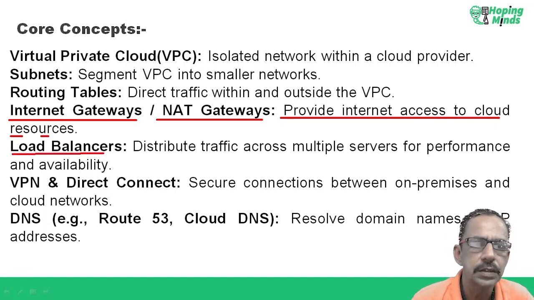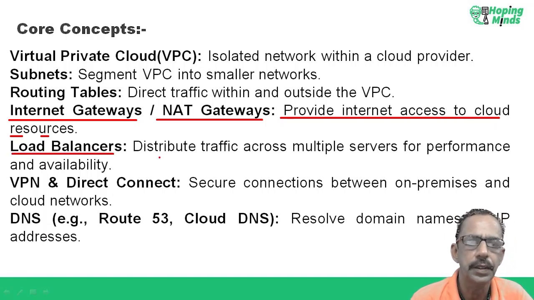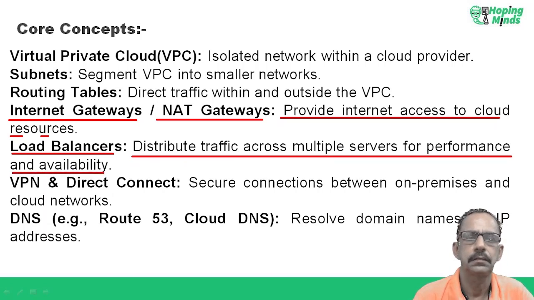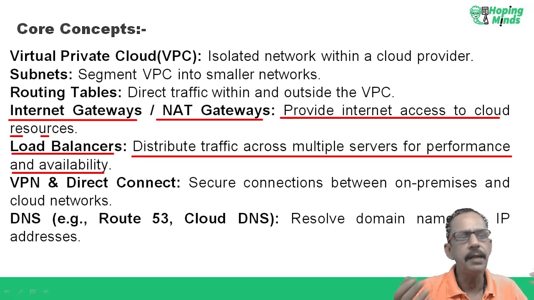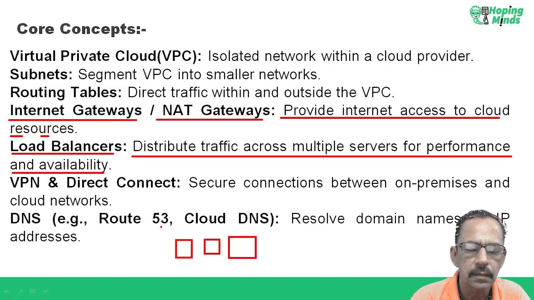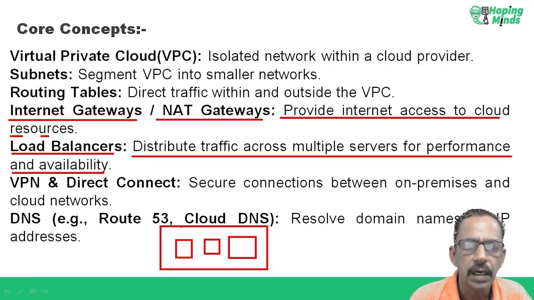Then load balancer. These all are the components of the network. It distributes the traffic across multiple servers for performance and availability. By the name itself, it's clear. If much traffic is coming as expected, I have too many servers here within my VPC. So if more traffic is coming, rather than putting the load on a single server, it can be distributed among multiple servers with the help of a load balancer.